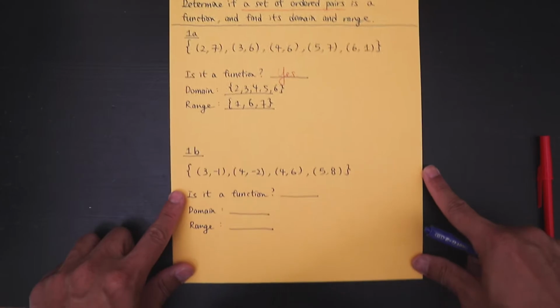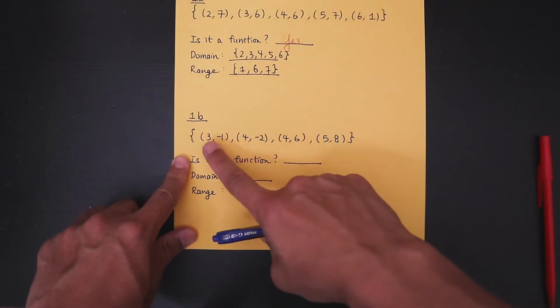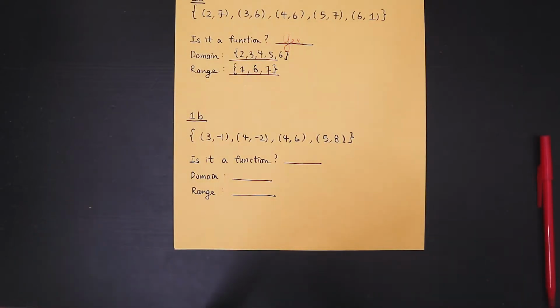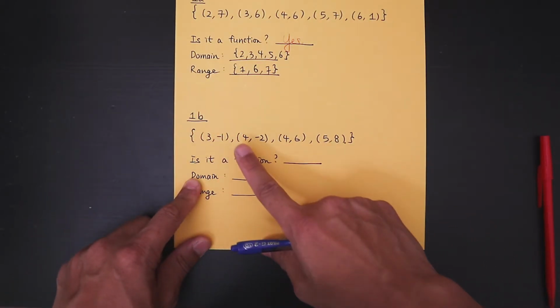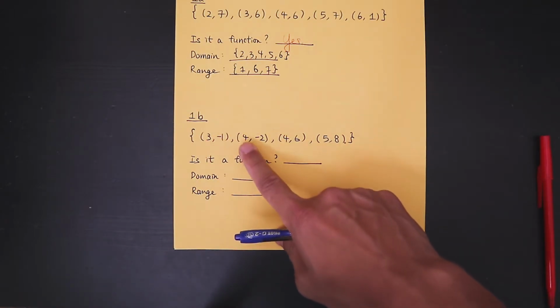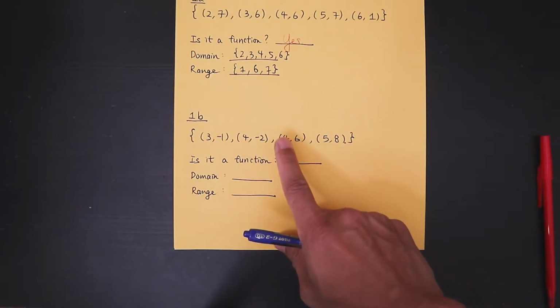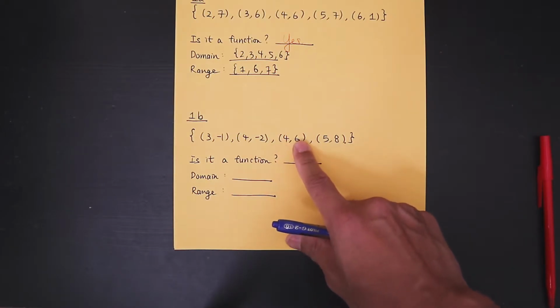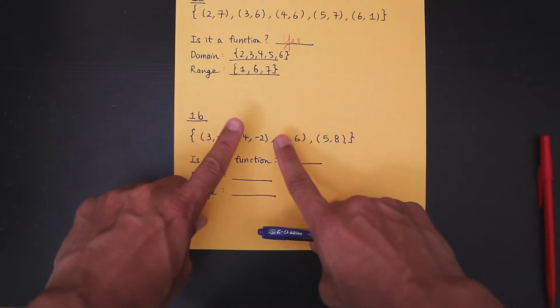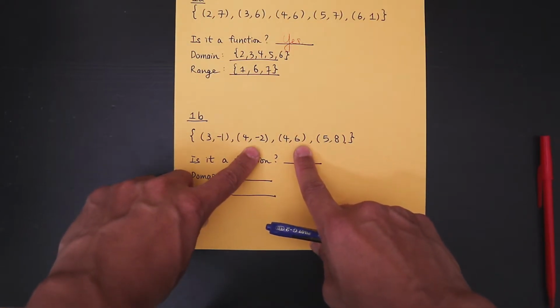Okay. Let's take a look at one more, which is 1b here. Do these 4 ordered pairs constitute a function? So first I look at, if you press the 3, I get a -1. That's fine. If you press the 4, I get a -2. But again, if you press the 4, I get a different y value. I get a 6. So something's wrong here. When I have 4 as an input, I get 2 different outputs.